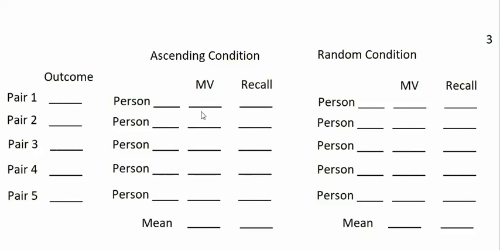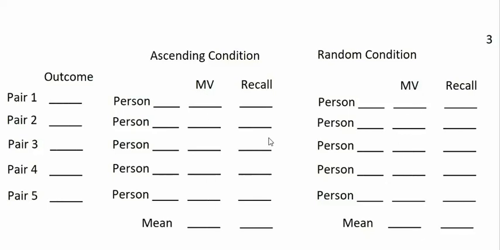If you're doing hours of sleep, it's going to be 3 and 3 for your first pair again. And I believe the next one was 5 and 5. So 5, 5. And just keep filling in your matching variable scores. MV means matching variable. So these are all matching variable scores. These are all matching variable scores.